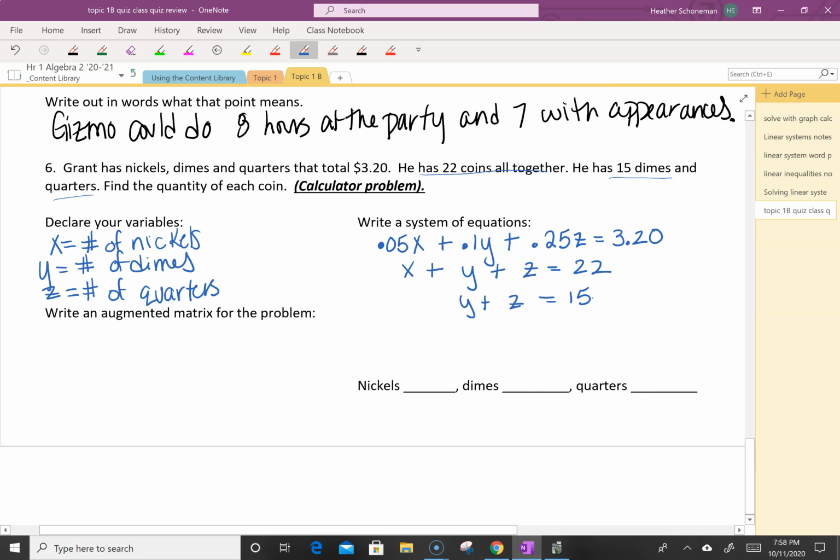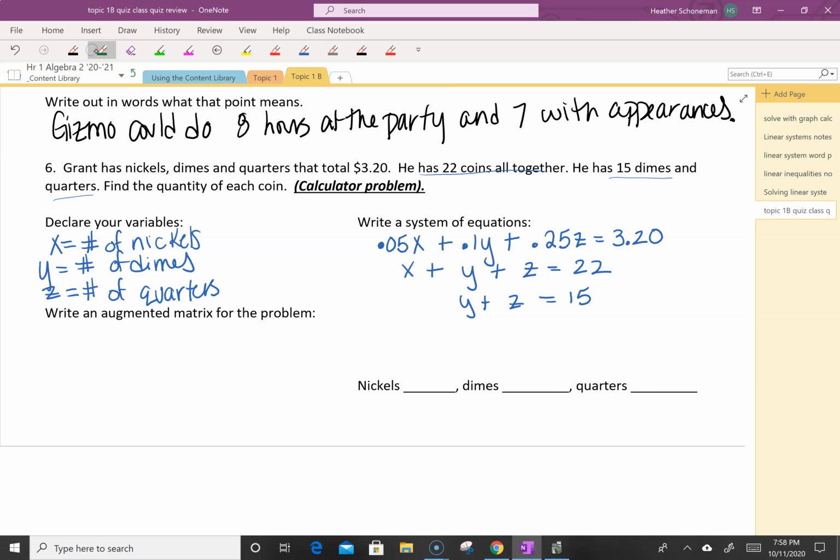Now, yes, we can figure some of these things out now that we know 2 of the 3, because we can do 22 minus 15, that's going to give us x, right? And that's going to get us closer. But I want you to use your calculator on this. The ones that are to do with the actual work, the ones where you're going to solve by elimination, that's only going to have 2 variables, so it's a little bit different.